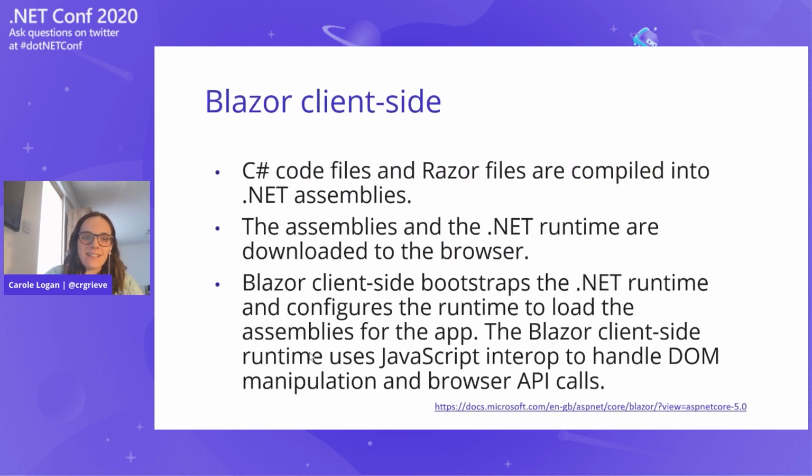So on the client side, or WebAssembly Blazor, you may hear it referred to as, we've got our C# code files and our Razor files compiled into .NET assemblies. And the assemblies and the .NET runtime are downloaded to the browser. And on the client side, that's where the runtime is bootstrapped and configured to load your assemblies into the app. So it uses JavaScript interop to handle the DOM manipulation and any of the API calls that we have to make for any of our functionality.